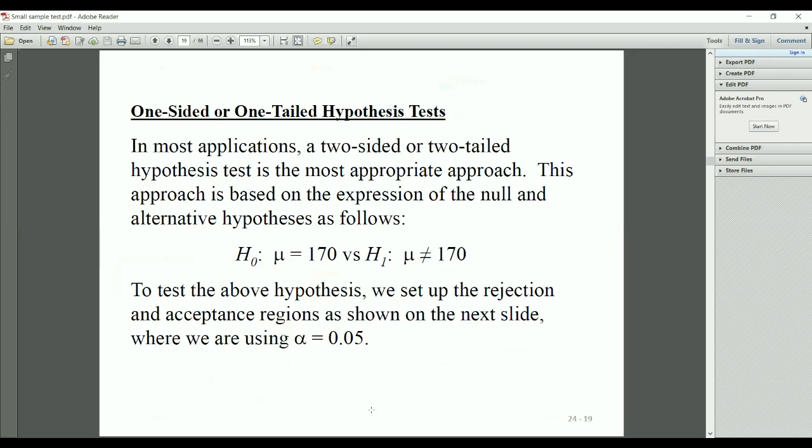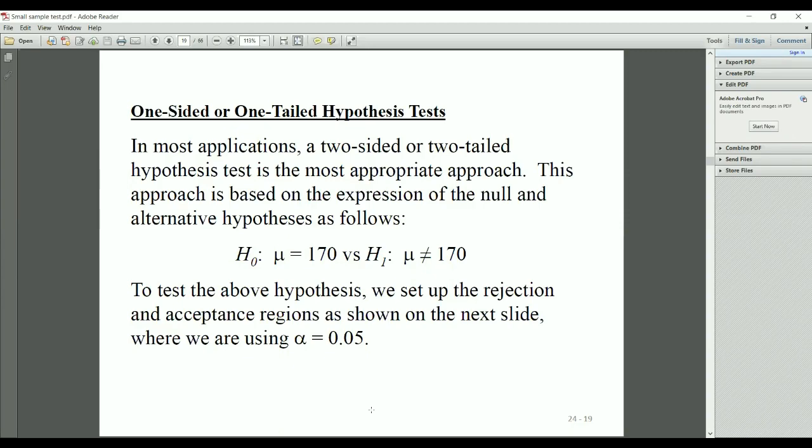So this is an example of how to use hypothesis testing, where alpha is 0.05. In some applications there is a one-sided or one-tail hypothesis test, but in most applications a two-sided or two-tail hypothesis test is the most appropriate approach. This approach is used in the expression of null and alternative hypotheses as follows. Here we are saying that mu is 170 as the null hypothesis, versus H1, the alternative hypothesis, that mu is not equal to 170.